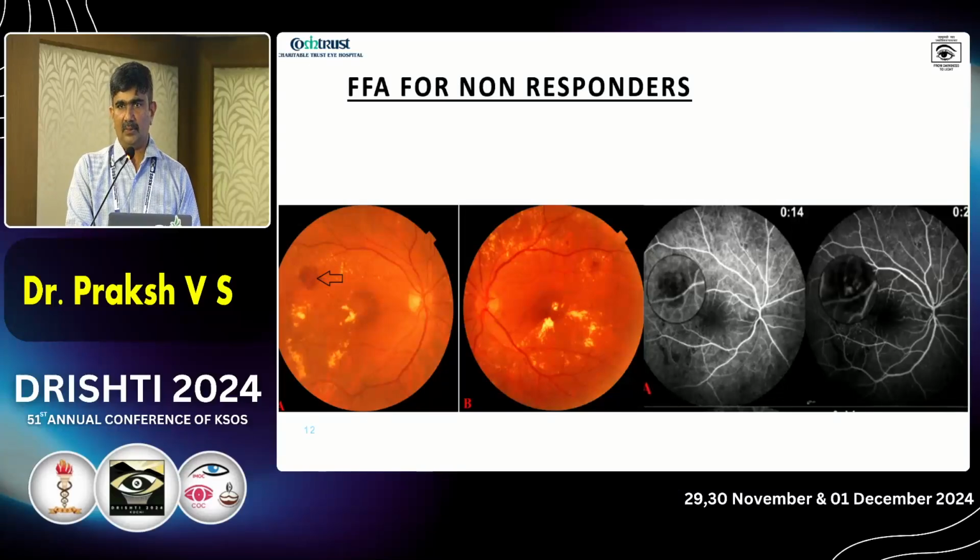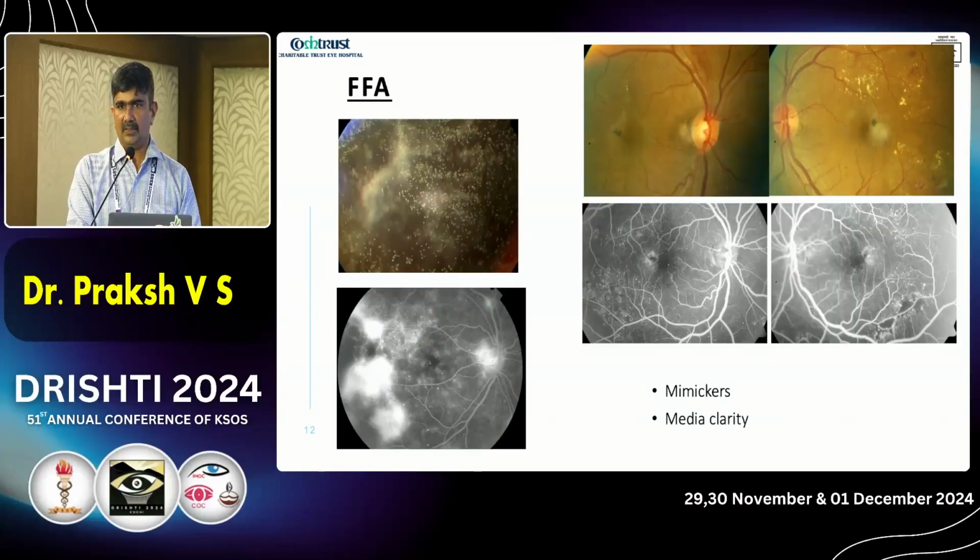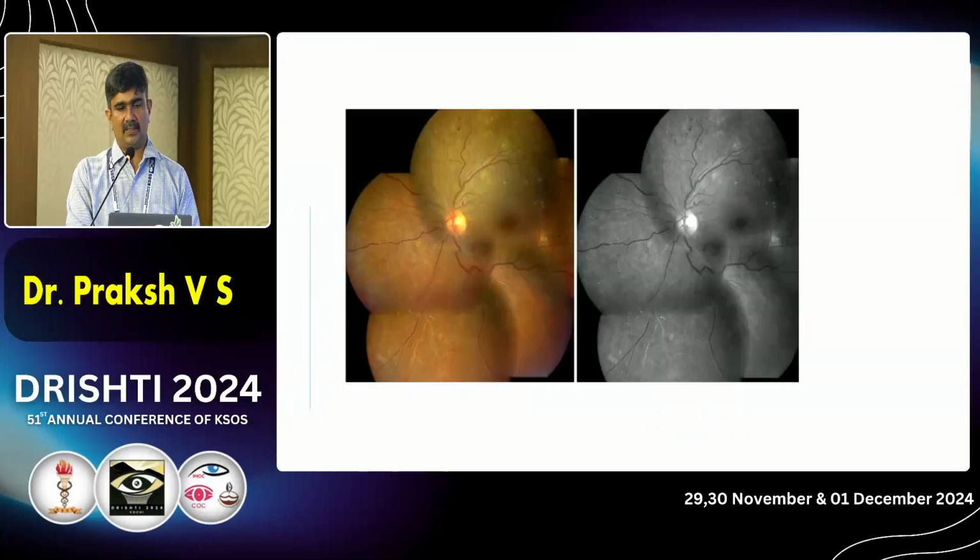FFA is also useful in non-responders to injection, where there may be some lesions like retinal capillary macroaneurysm, which can be treated with focal laser. FFA is again useful to identify masquerades like macular telangiectasia, as well as where the fundus view is blocked due to asteroid or cataract. And also FFA is useful in some cases known as featureless retina, where you see small sclerosed vessels in the peripheral retina.